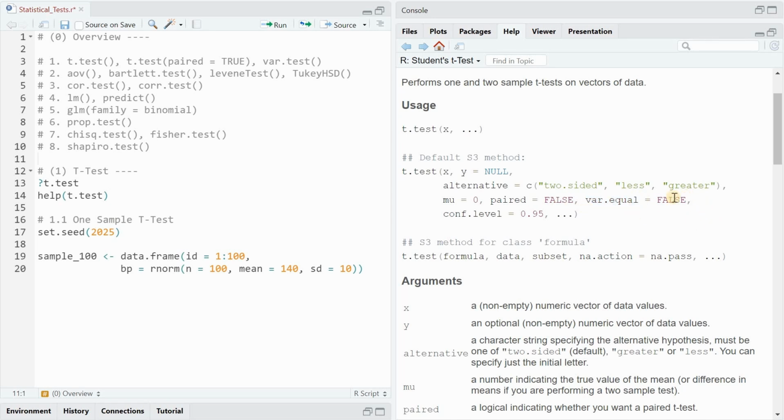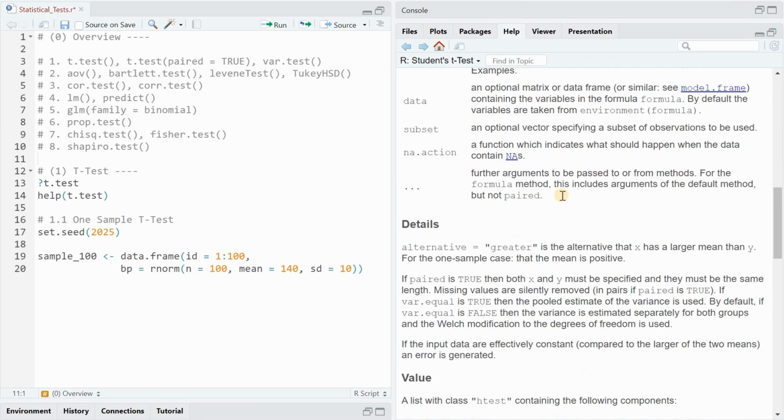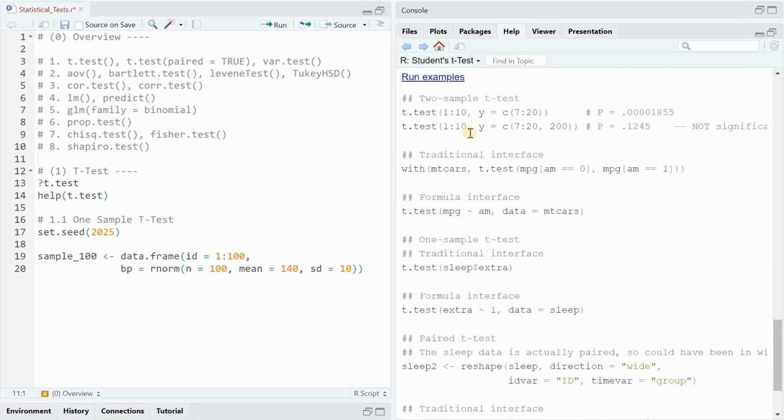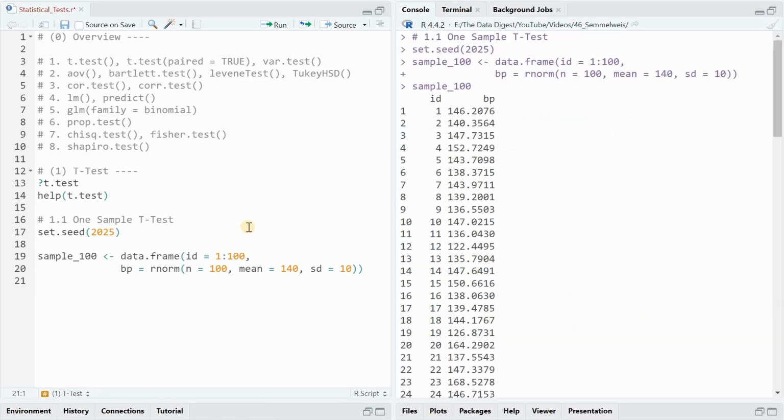So for the t-test, it assumes not equal variance and not paired groups. Then it comes with explanation of the function arguments as well as the output parameters you get from running the test, and then you always have some examples at the end. Let's look at the one sample t-test.